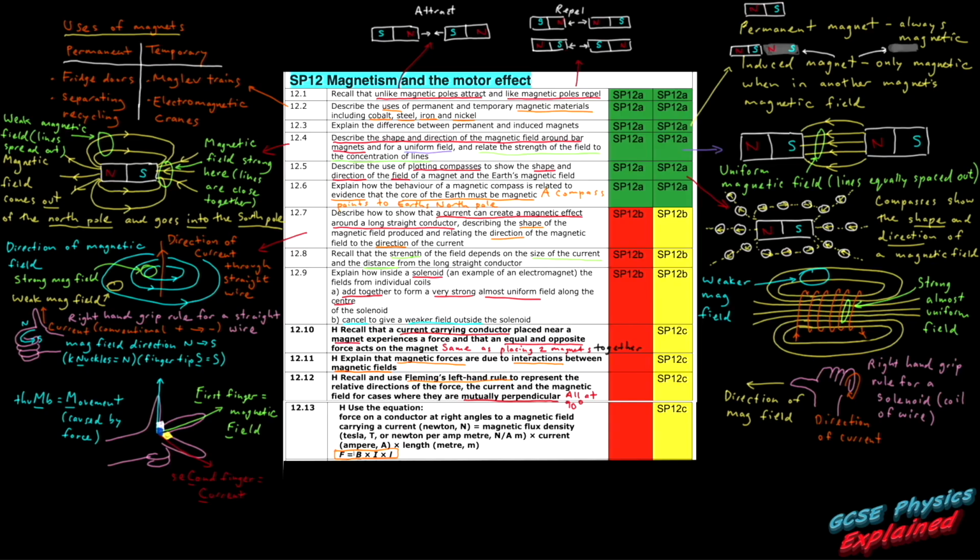Use the equation F equals BIL. That's the force on a conductor at right angles will equal the magnetic flux density times by the current times by the length. If it is on your exam, they'll just give you the equation and the numbers and you just pop them in.